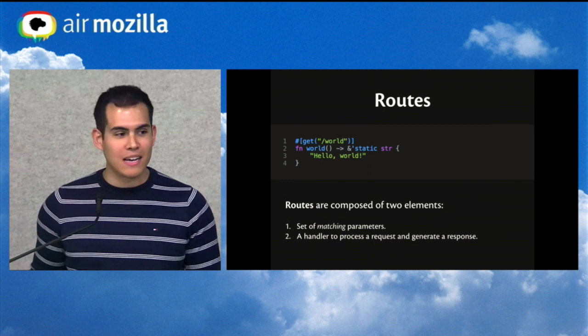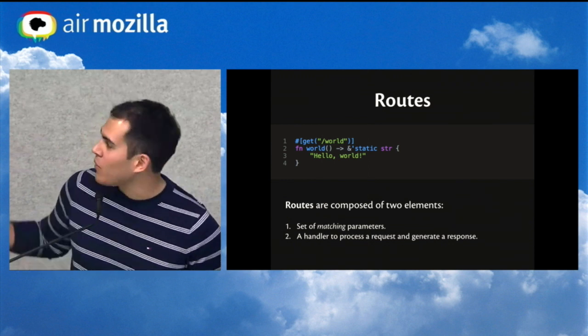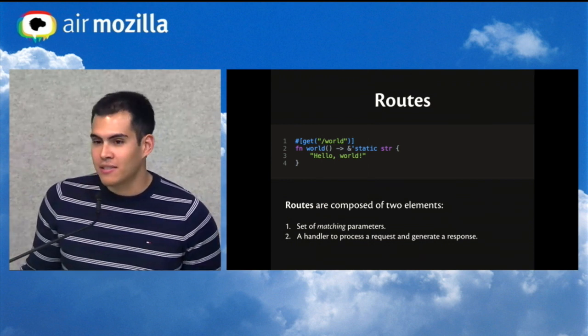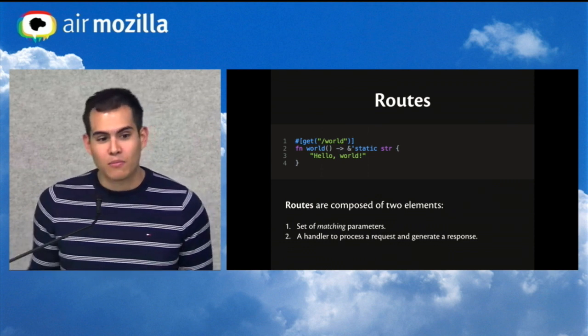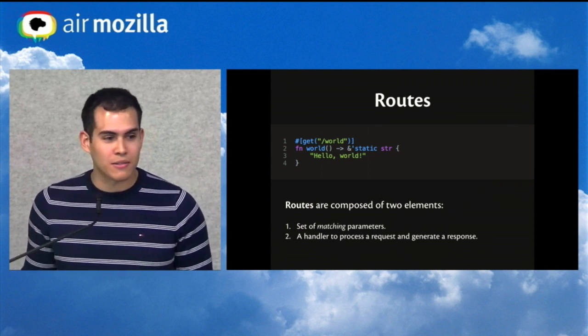So that's the general idea behind Rocket. You have these decorators. You decorate your handlers. You tell Rocket about your route, and then Rocket dispatches requests to your routes.